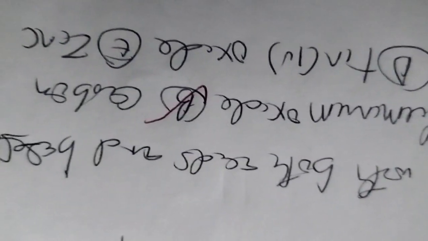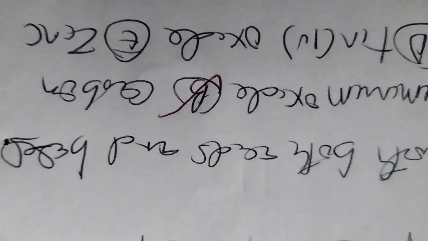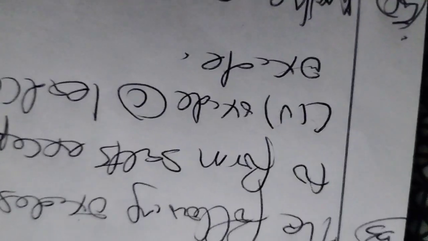53, the following oxides react with both acids and bases to form salts except A, aluminum oxide, B, carbon 4 oxide, C, lead 2 oxide, D, tin 4 oxide, and E, zinc oxide. The answer to number 53 is B, carbon 4 oxide, because carbon 4 oxide is not amphoteric.